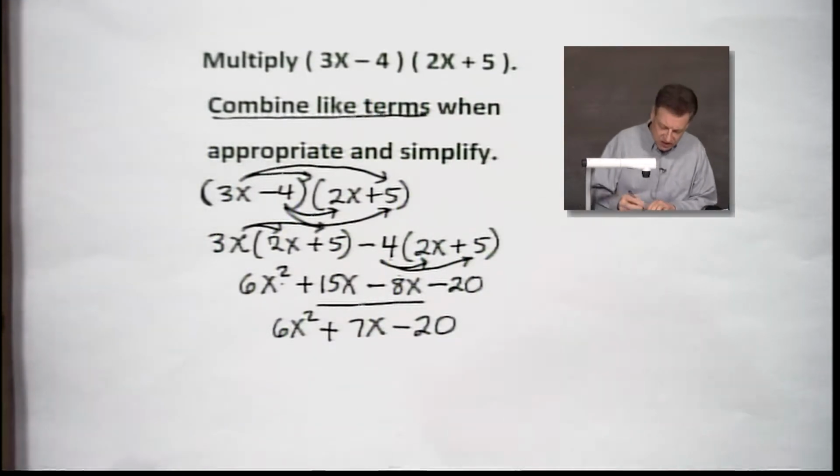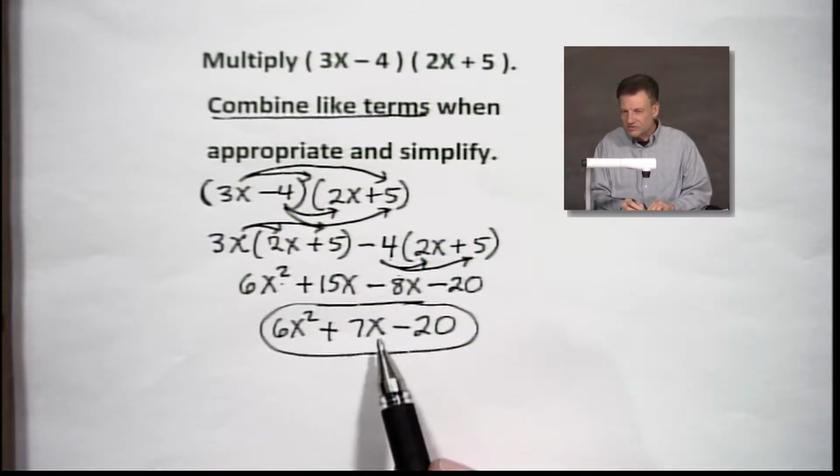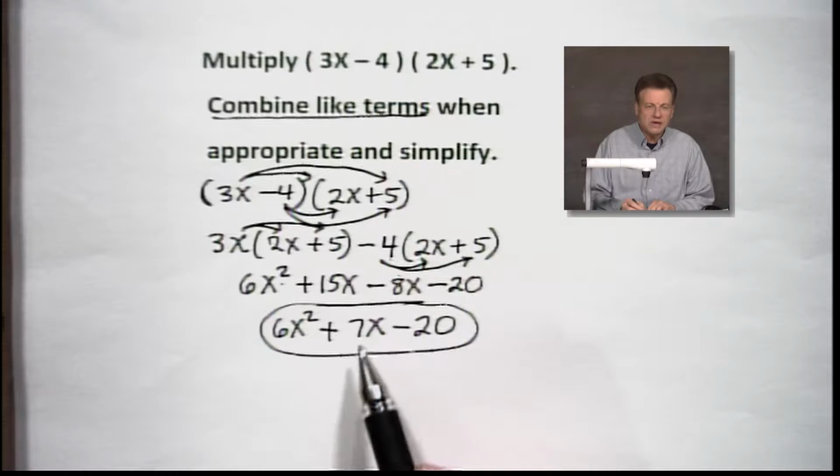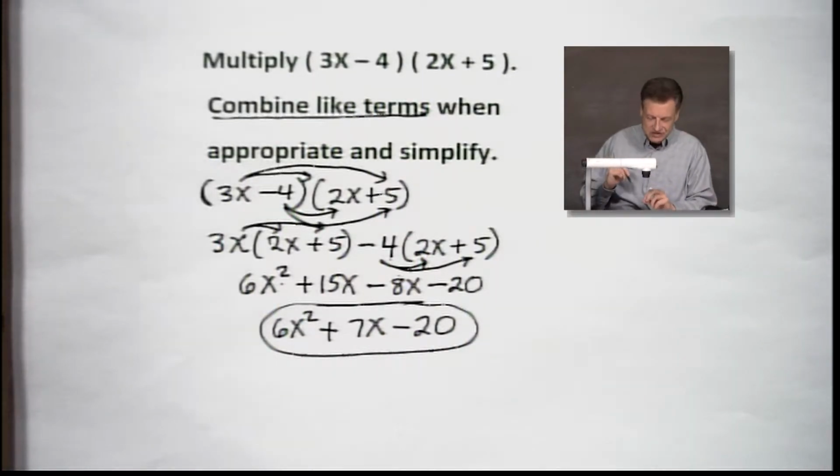Now, I said that's the way you do it using the distributive property. By the way, 20 doesn't blend with 7x, nor does 6x squared blend with 7x. You've got to keep them separated when you've got these pluses and minuses going here.